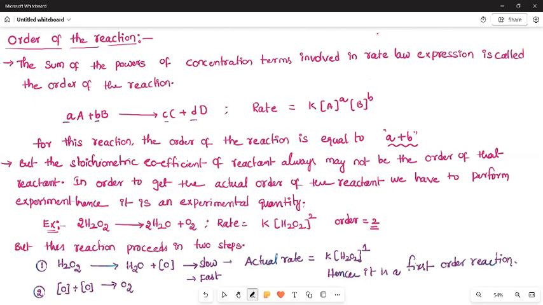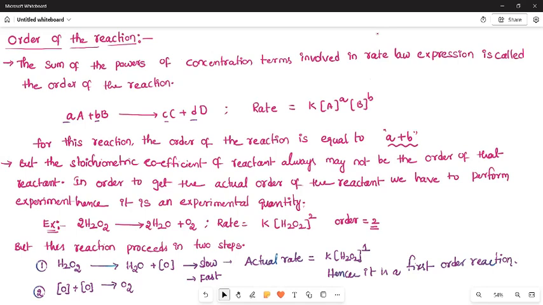If you go by the theoretical considerations, the actual representations, according to the law of mass action, the order of the reaction is equal to the sum of the powers. Who are the powers here? a plus b. So this will be the order of the reaction. If you have any other reactant also, say E, then a plus b plus e will be the order of the reaction.